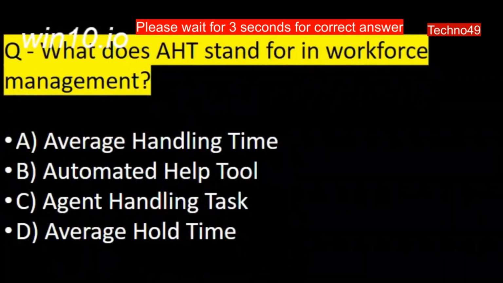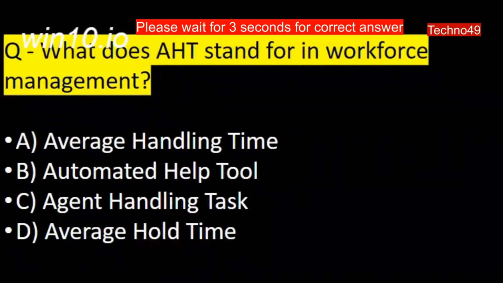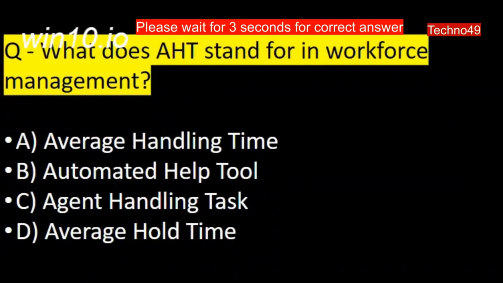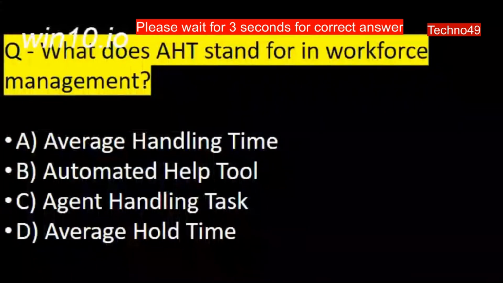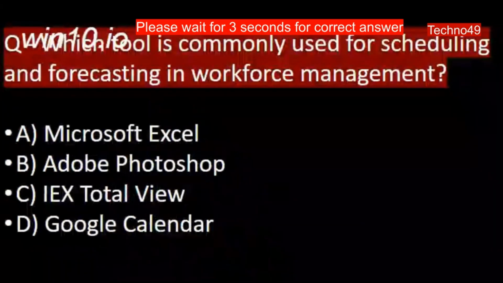So basically, it is the total handle time that agents spend on the call to help the customers. The average handling time formula is your total handle time, which includes your hold time, talk time, and call work or after-call wrap-up time, divided by total calls answered. Next question we have, which tool is commonly used for scheduling and forecasting in workforce management?